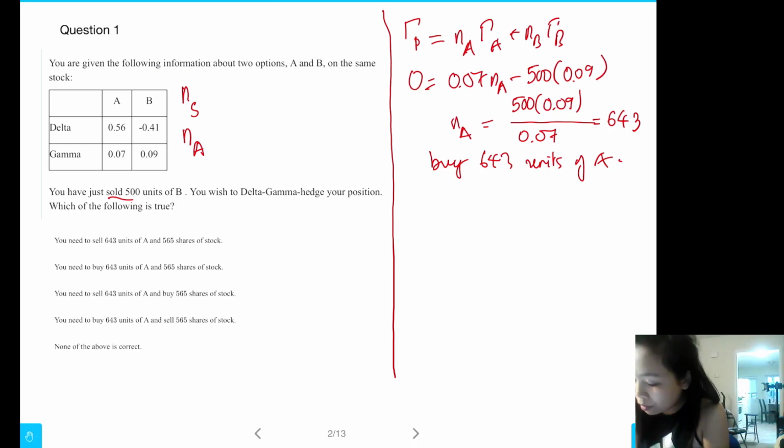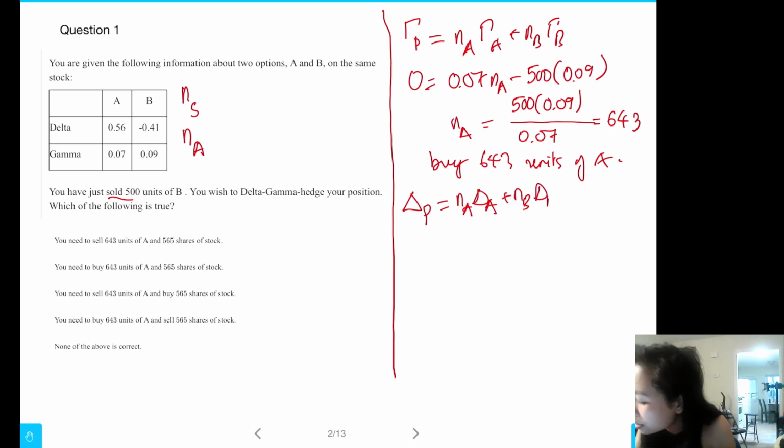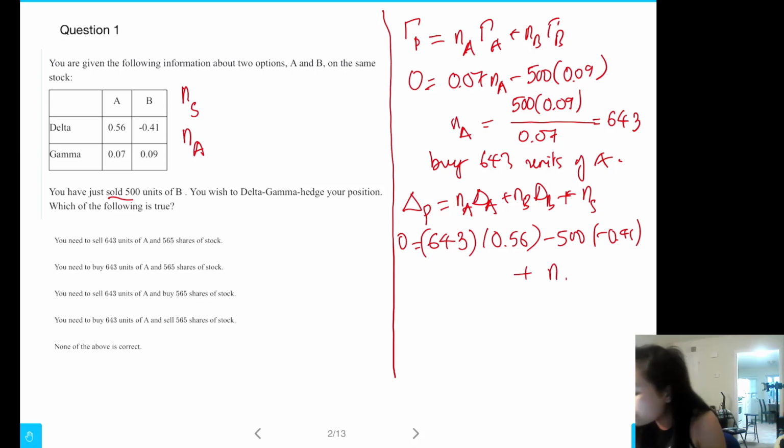Now let's consider the stock. In order to find the number of shares of stock, we have to use the second piece of information. We want to delta hedge our position, which means delta of the portfolio is equal to 0. Delta of the portfolio here is NA delta A plus NB delta B plus NS delta S. Delta S is 1, so we have NS here. Now 0 is equal to NA, which we found to be 643, times delta A, which is 0.56, minus 500 times delta B, which is negative 0.41, plus NS. So solve this equation for NS.